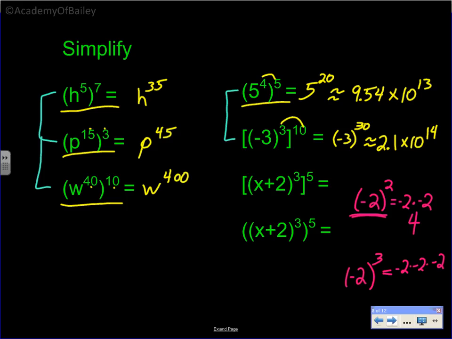If we have a negative times a negative, that's going to make a positive, and then that positive number times the negative will give us a negative answer. 2 times 2 times 2 is 8. So the answer is negative 8. If we look here, if we have negative numbers raised to a power, if they are even exponents, the answer is going to be positive. If we have a negative number raised to an odd exponent, the answer will be negative.